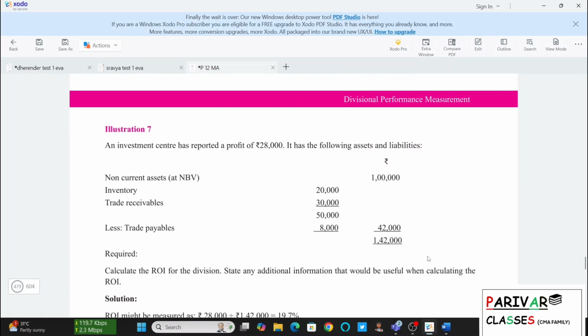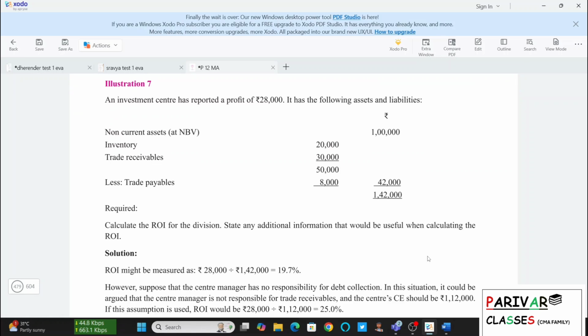Now let us move to illustration 7. Once have a look at illustration 7, I will just have a sip of water.